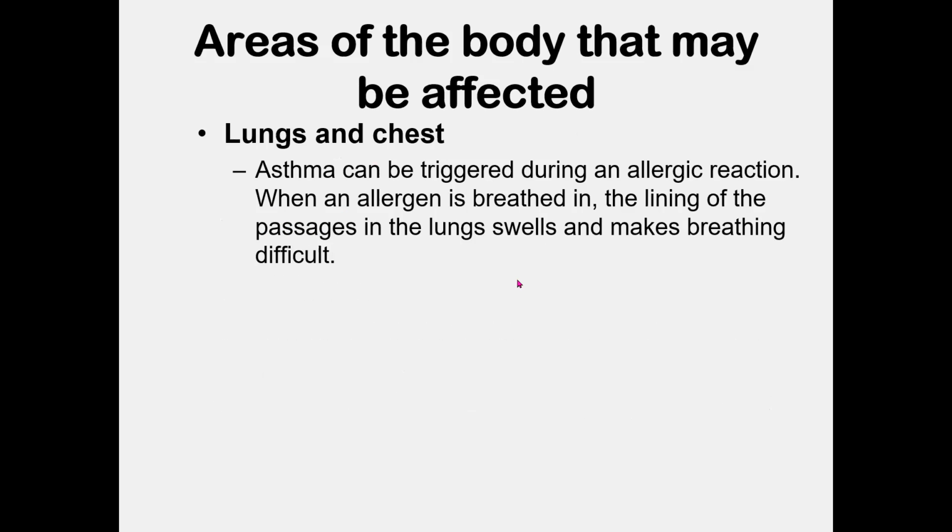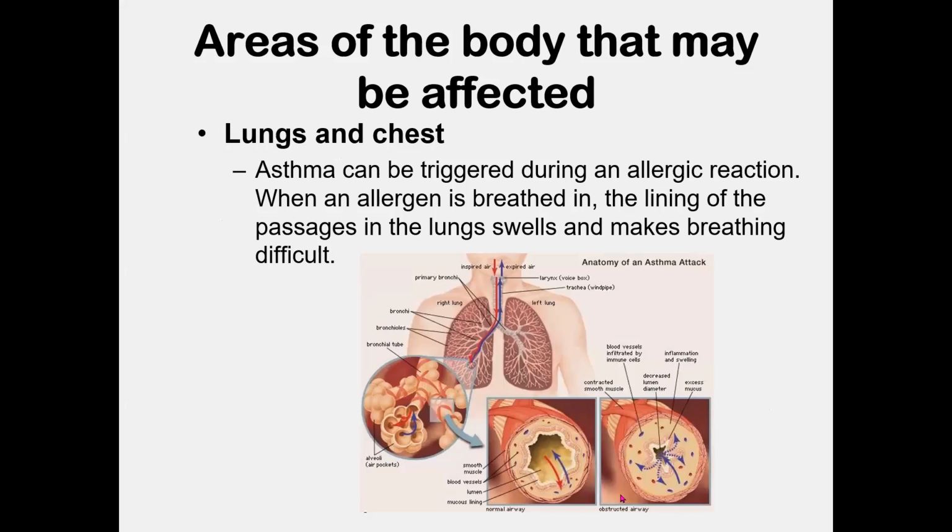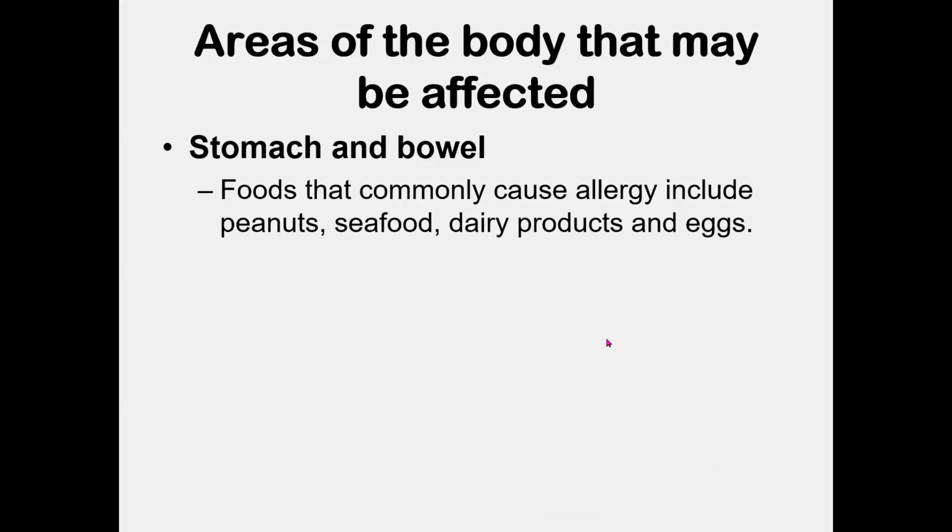The lungs, with asthma, you get everything really sealed up. The lining of the bronchi swell, so people have lots of breathing problems, and you can see the diagram down here. That's normal, and you get something causing the asthma. You get the swelling. Stomach and bowel: foods like peanuts, seafood, dairy, eggs.